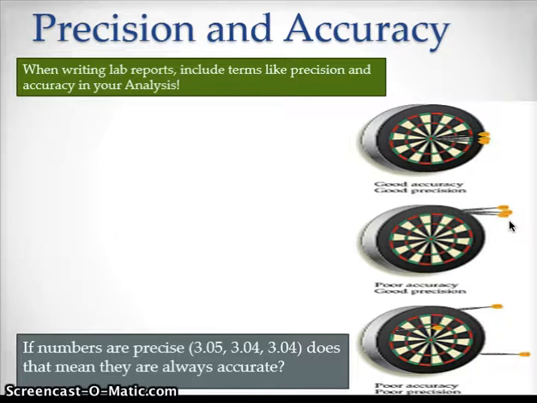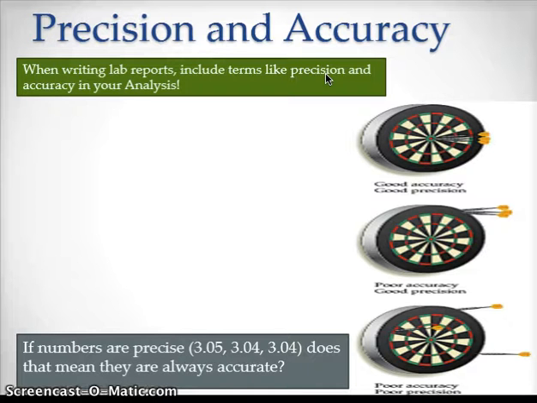But in science, students tend to confuse the words precision and accuracy. They're very different terms, okay? You have to know the difference. Precision is referring to how close the measurements were to one another. Accuracy is referring to how close those answers were to the true value.